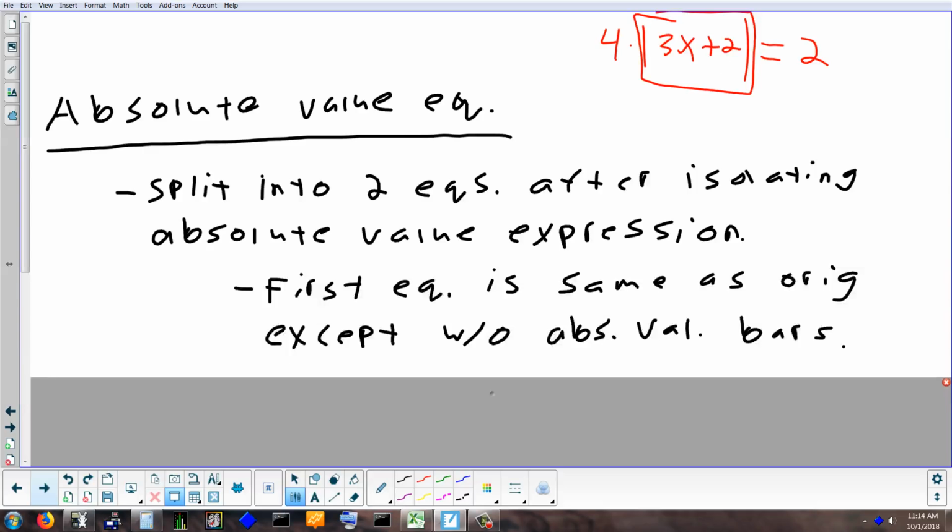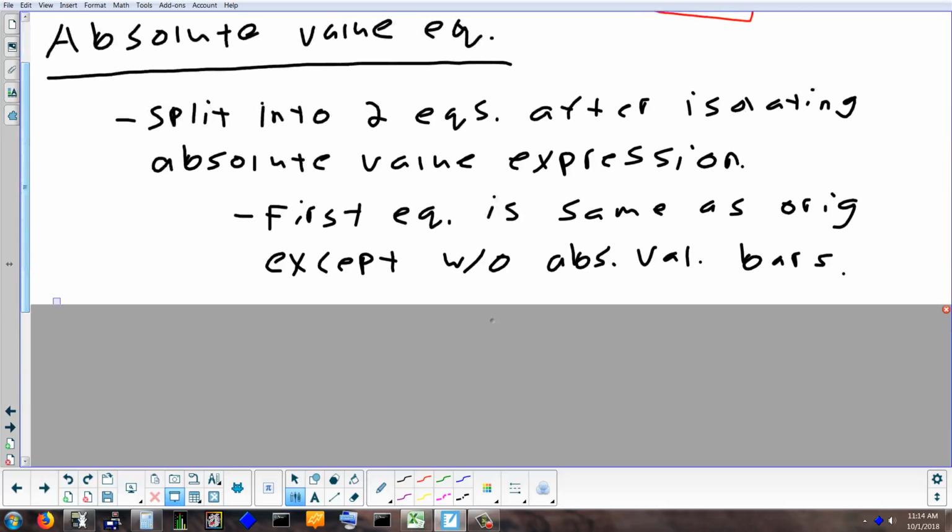So the first equation is pretty much exactly the same equation that you started with, except you just get rid of the bars. So you're going to copy down the same equation and just erase the 2 bars that are there. That's the first one.